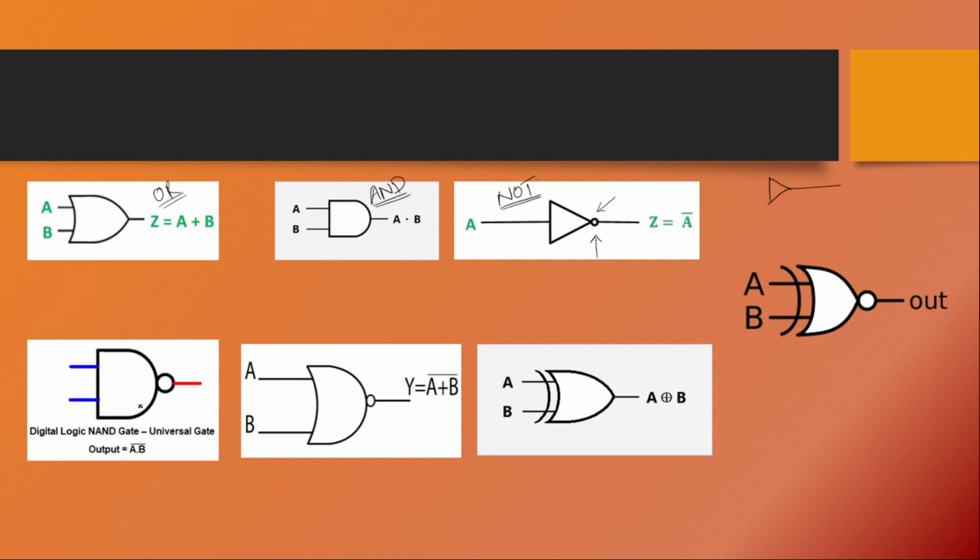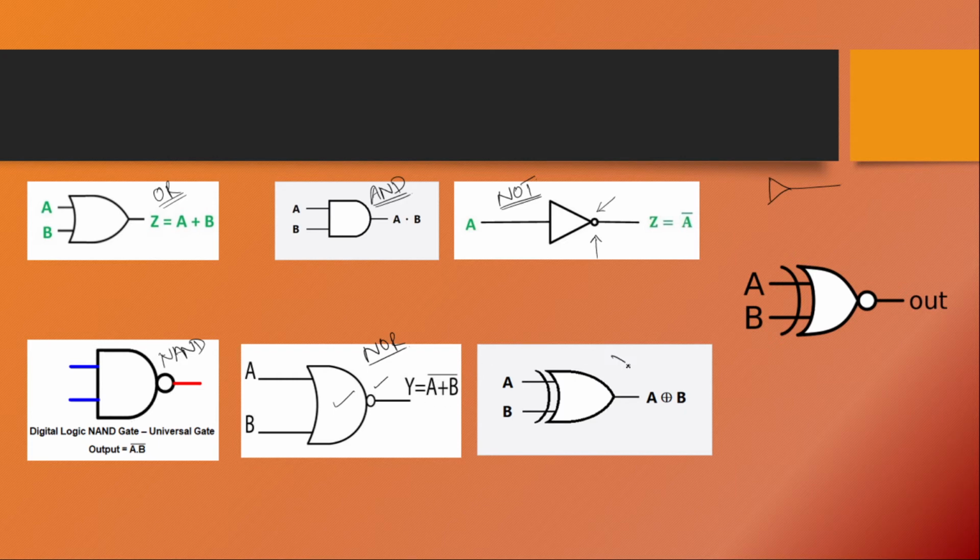Then we have the NAND gate, where you have an AND followed by a bubble. So this is your NAND gate. Then we have a NOR gate, which is an OR gate followed by a bubble. So the output is the complement of A or B.